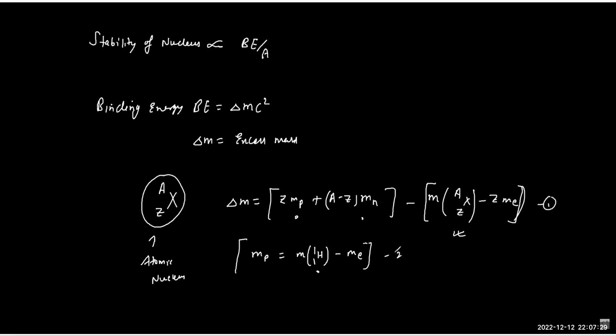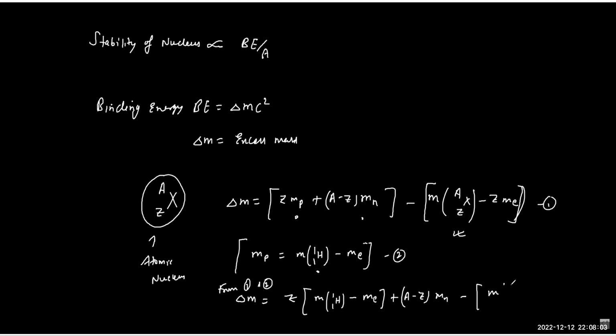So this is equation 1, this is equation 2. Can we substitute equations 1 and 2? Now, if you substitute from 1 and 2, what is the delta M now? Z into mass of hydrogen atom plus A minus Z into mass of neutron, they will give you that, so no need to worry. Minus the atomic mass. Now, do you see the benefit? Something nice will happen. What do you see here? The mass of electron gets cancelled.